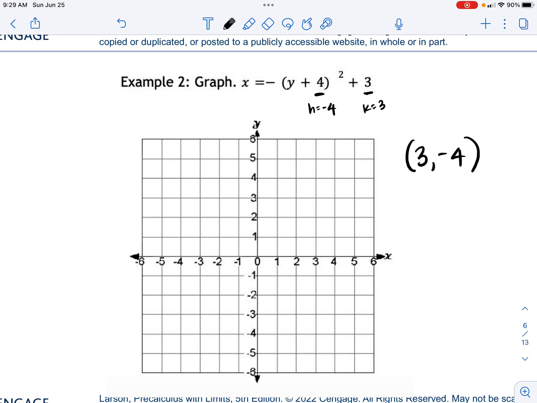And then a here is negative 1 due to this negative out here. And so I'm going to be looking at it opening left. So I'll plot my vertex, 3, negative 4. And then my a is negative 1. I open left, so I'm going to go up 1, over 1, down 1, over 1. And that is my parabola opening left.